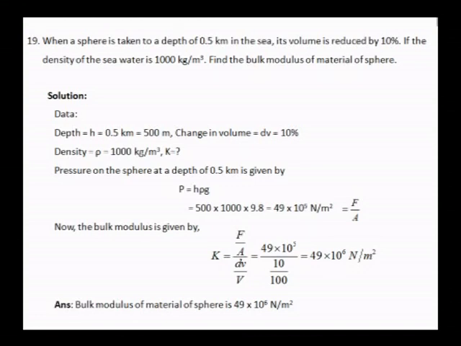So, pressure on the sphere at a depth of 0.5 kilometers is given as P is equal to rho g h, that is calculated as 49 into 10 to the power of 5 Newton per meter square, and that is equal to the force per unit surface area. So, K is equal to force per unit surface area by dV, change in volume to original volume. So, calculating, we get the bulk modulus of the material as 49 into 10 to the power of 6 Newton per meter square.